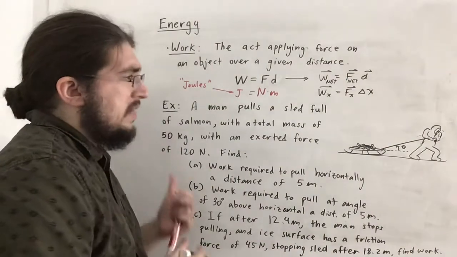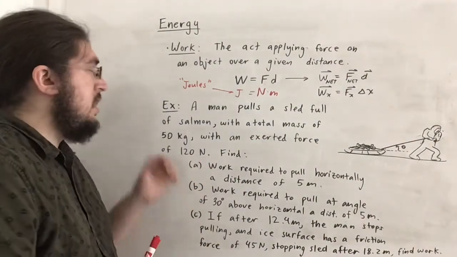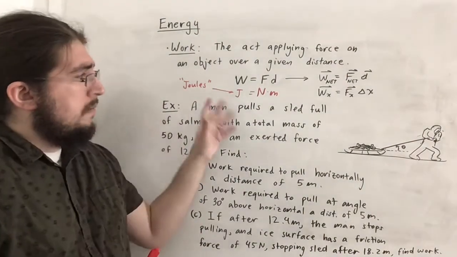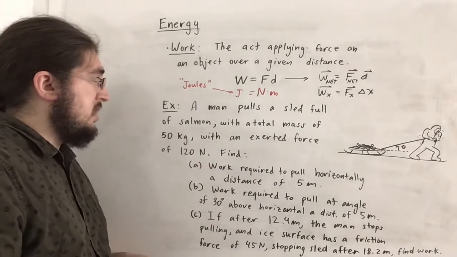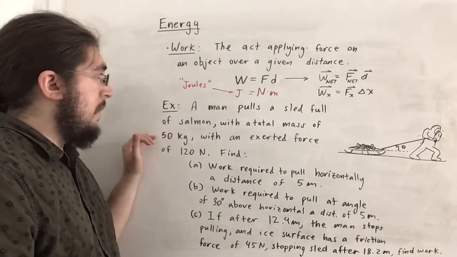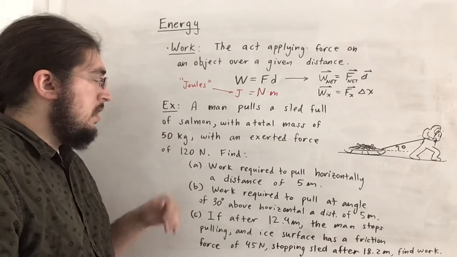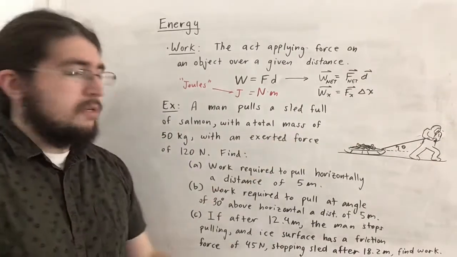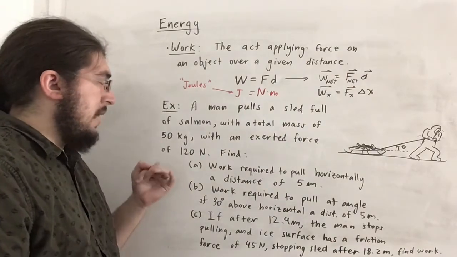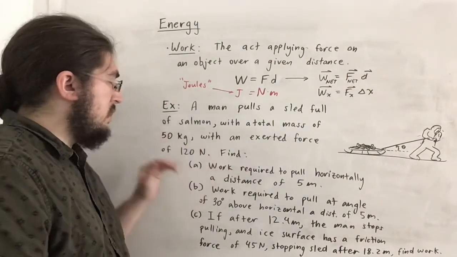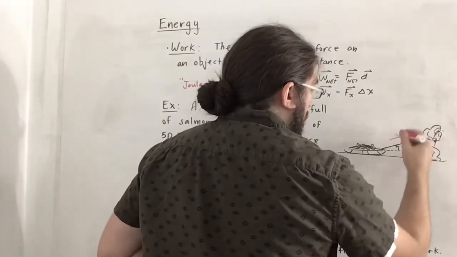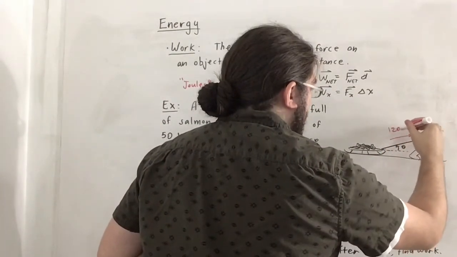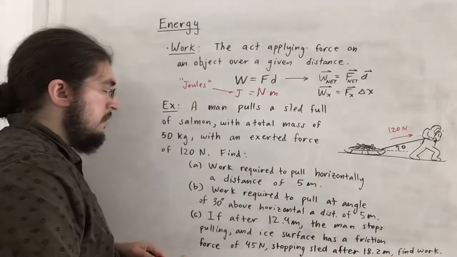Now, here we have an example. We're just going to cut to the chase. Here we say that a man pulls a sled full of salmon, so I guess he's coming back from a successful fishing trip, with total mass of 50 kilograms. I have a picture here. The load he's pulling is 50 kilograms of mass with an exerted force of 120 newtons. So he's pulling with 120 newtons of force at that particular angle.